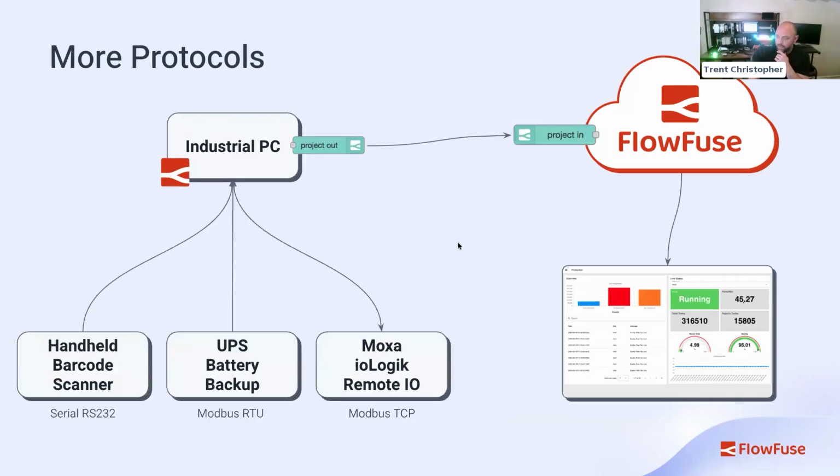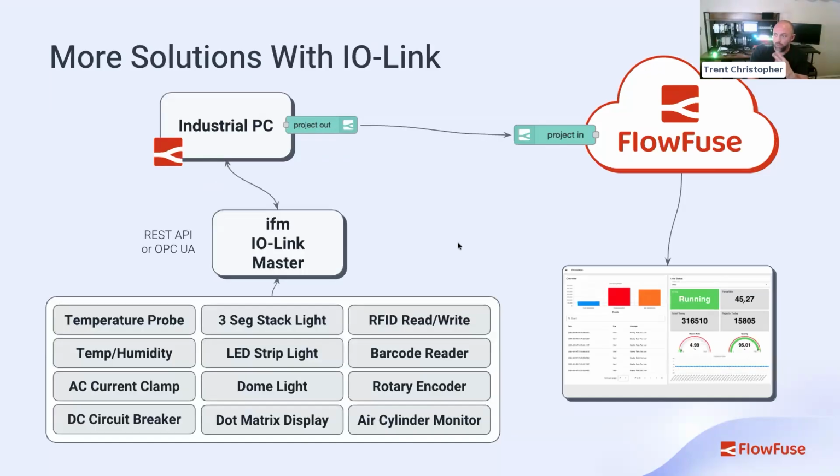reviewing what we just looked at: we have a handheld barcode scanner using serial RS-232. We've got UPS battery backups. We've got IO, and then looking at the IFM IO-Link Master, we've got things like temperature probes, humidity, AC current clamp, a DC circuit breaker. We've got stack light, LED strip, dome light, a dot matrix display, RFID, barcode readers, rotary encoders, air cylinder monitoring. These are all directly integrated with FlowFuse. They're not stopping at a PLC first and then getting passed to FlowFuse. They are actually going straight to FlowFuse.